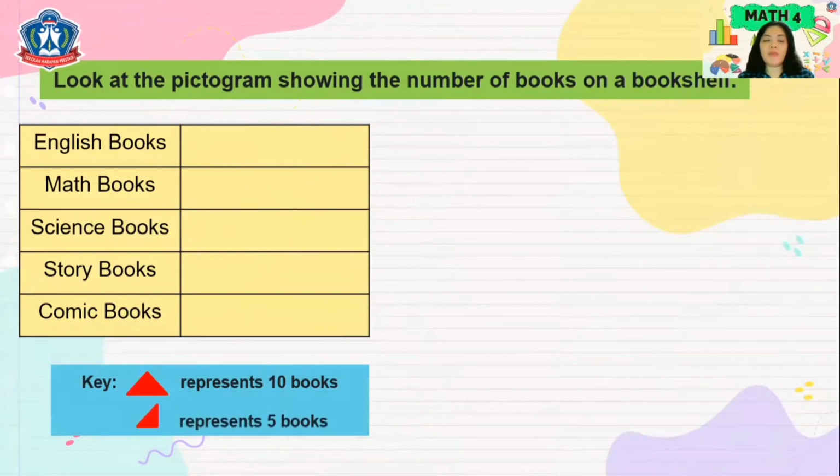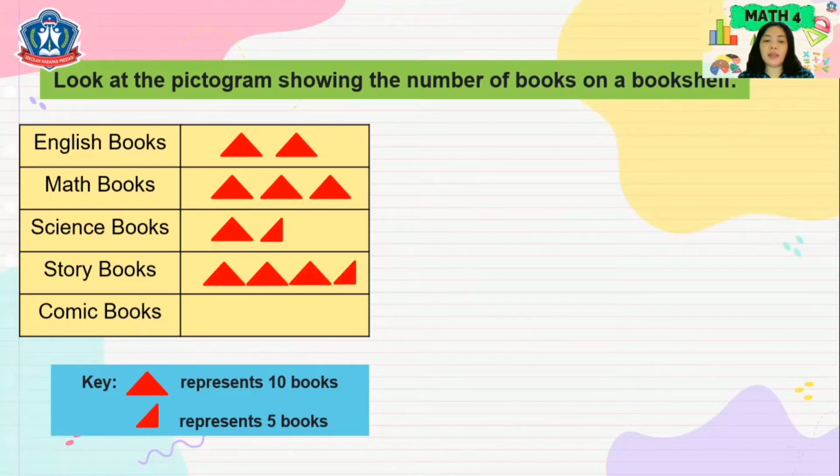Okay, take a look how many English books. So we have 2 triangles. We have math books, we have 3 triangles. Science books, we have 1 whole triangle and a half triangle. Story books, we have 3 triangles and a half triangle. And for comic books, we have 2 triangles and a half triangle.